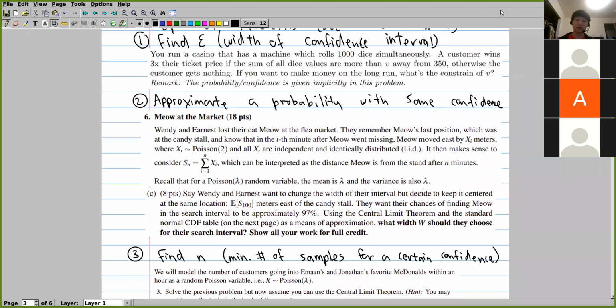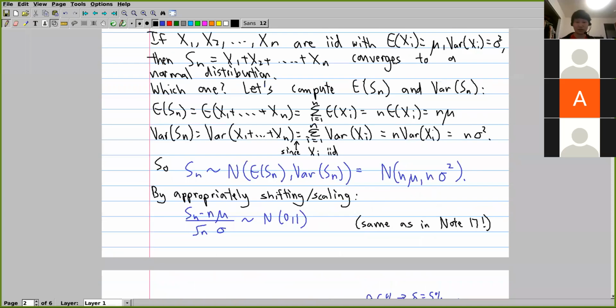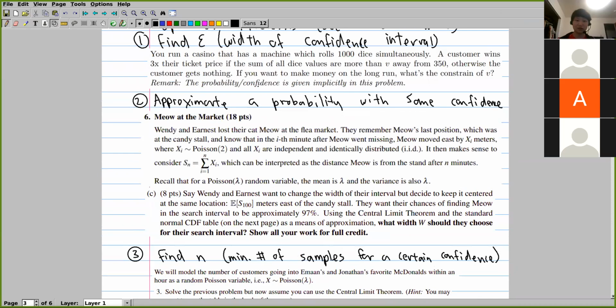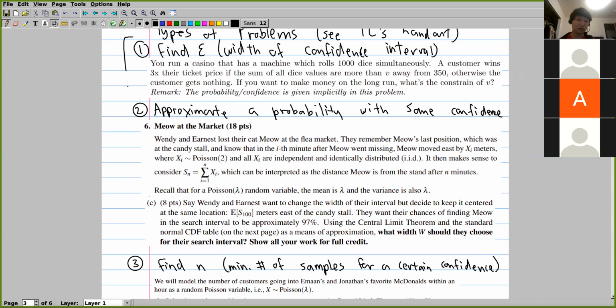From the handout, there are about three types of questions. Given the CLT and the general structure of the confidence interval, you can solve for delta, you can solve for epsilon, and sometimes you have to solve for n, the number of samples you need. Either you find the width of the confidence interval. The width is a little misleading because epsilon is technically half the width, since it's the distance from the center to one of the edges.